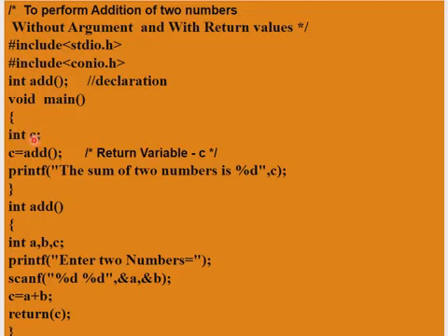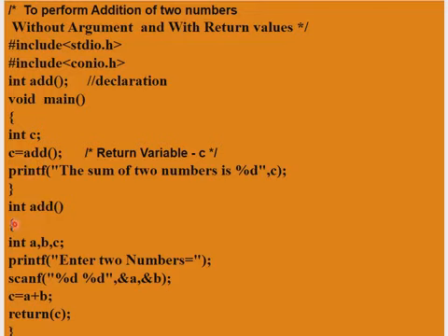Then we have defined one variable. This variable will contain the returned value from the add function. So this is a return variable called C, and this will hold the value that will be returned by the add function. So this is how we can call the add function. And then the sum of the two numbers that will be returned by the add function into a C variable is printed here. So we can call the add function this way.